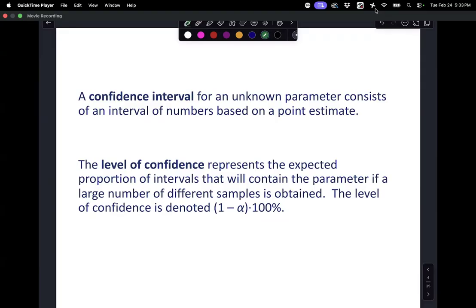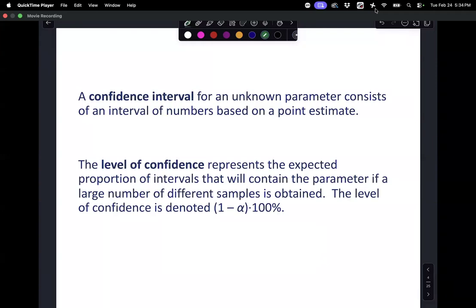So the level of confidence, I'm going to try to figure out the best way to describe this. If I took 100 samples of size 25 or whatever, the level of confidence is how many confidence intervals I would expect to contain that population proportion. So as you've seen it in elections, it says something like this person is projected to win 46% of the vote plus or minus 4%.